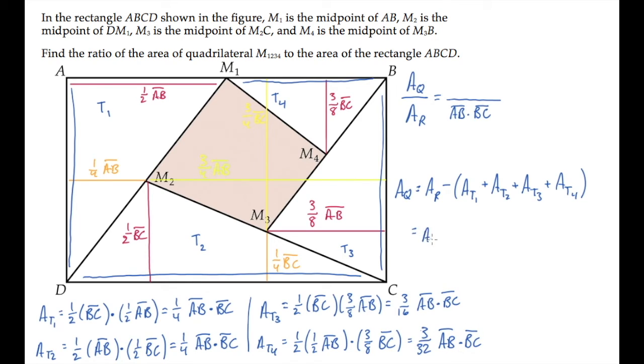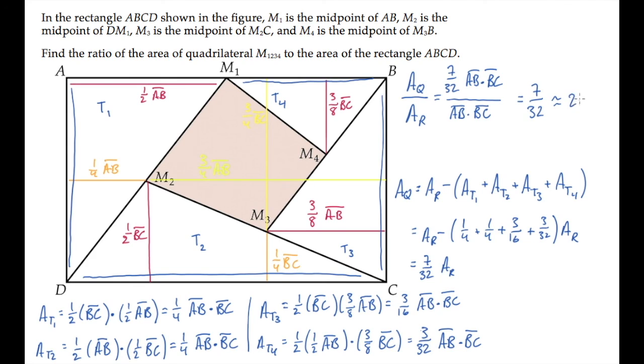If we substitute those results into this expression for the quadrilateral's area, we find after simplifying that the quadrilateral's area is 7/32 the rectangle's area. So bringing this back up to our first line, we see then that the ratio of the quadrilateral's area to the rectangle's area is 7/32, which is about 22%. And that's the answer to the puzzle.